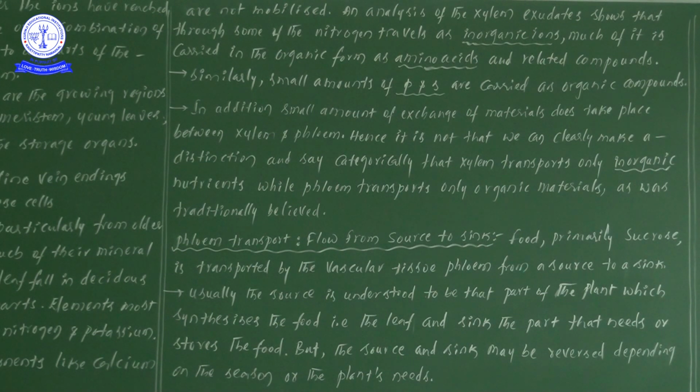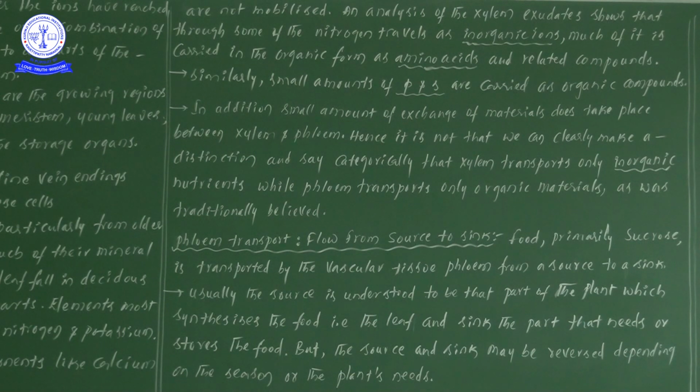So in this particular case, what is the point? Flow from source to sink means, what are the food materials which always flow from the source to the sink? Suppose you take a plant: here the source can be taken as a leaf, and the sink, where the food materials are going to be utilized, can be taken as the sink.